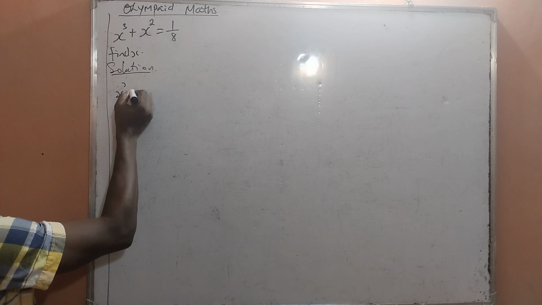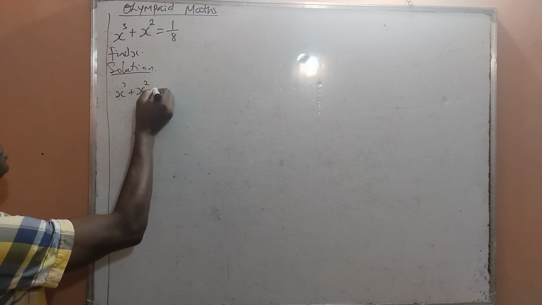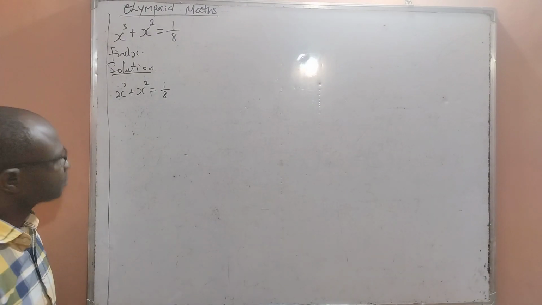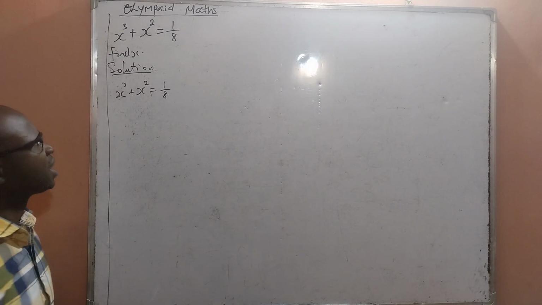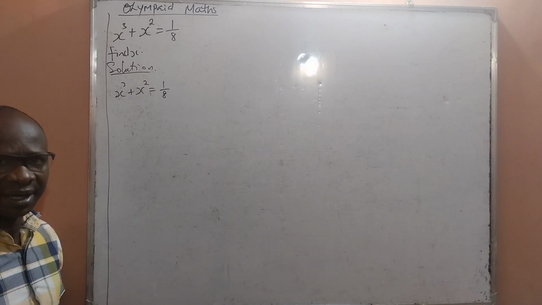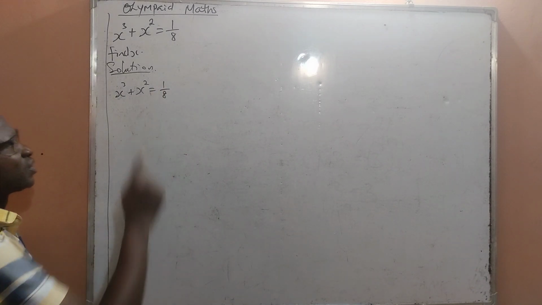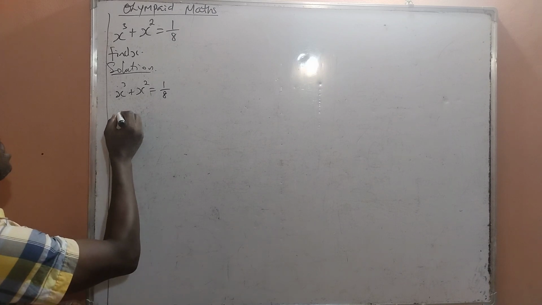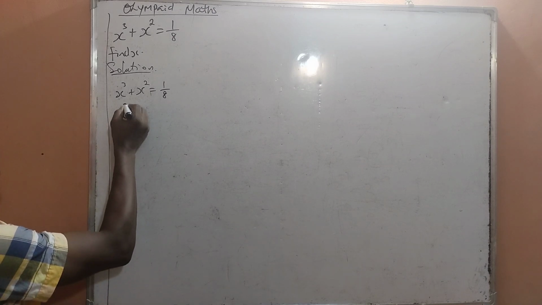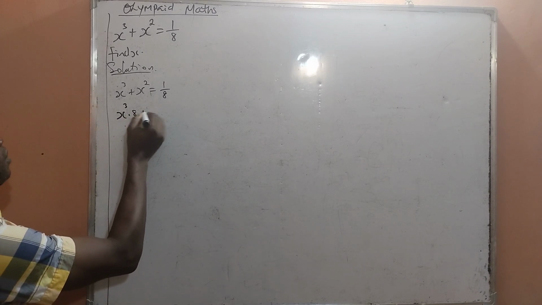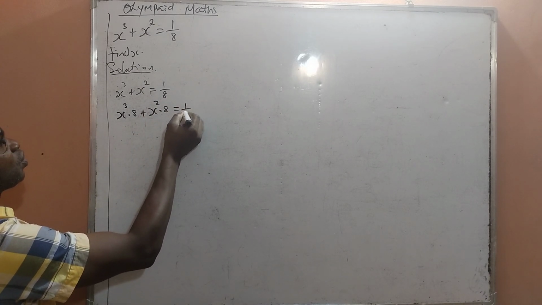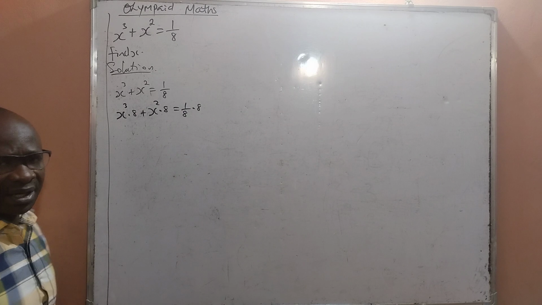x raised to the power 3 plus x raised to the power 2 is equal to 1 all over 8. First and foremost, I want to multiply everything by 8. The reason is because I want to clear the fraction from the right hand side, and that means I will have x raised to the power 3 multiplied by 8 plus x raised to the power 2 multiplied by 8 is equal to 1 all over 8 multiplied by 8.